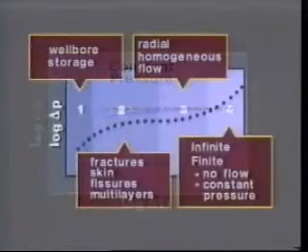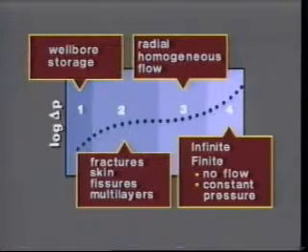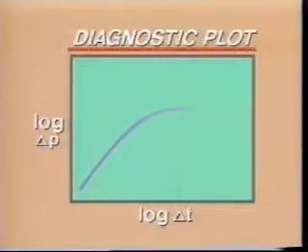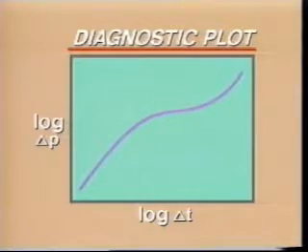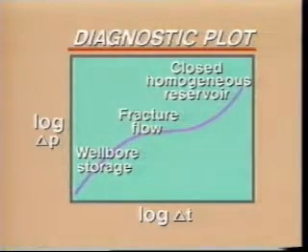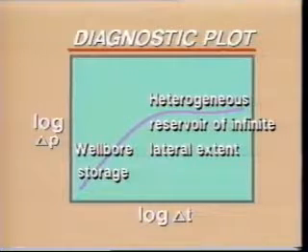Now let's summarize. We realize that the log-log behavior of a complete model reflects the superposition of the log-log behavior of each individual component of the model. Here, for example, we see the characteristic curve for a well with wellbore storage in a homogeneous radial system with a no-flow finite reservoir boundary. And here is one where a low conductivity induced fracture has been added to the system. And finally, here we see one with wellbore storage producing from a heterogeneous reservoir of infinite extent.